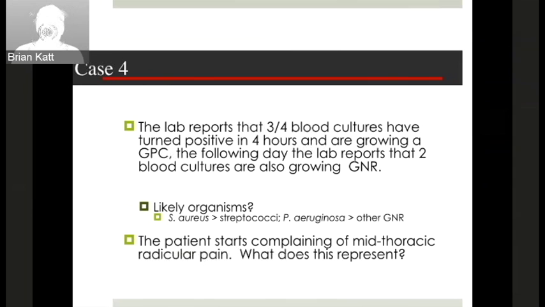Now the patient starts complaining of mid-thoracic radicular pain. What does this represent? All right, so this spinal ache is the first sign of spinal abscess. When we see these patients, if the echo is normal and they're still persistently positive, we always look in the back. The back is a very common hotspot for seeding of these organisms.